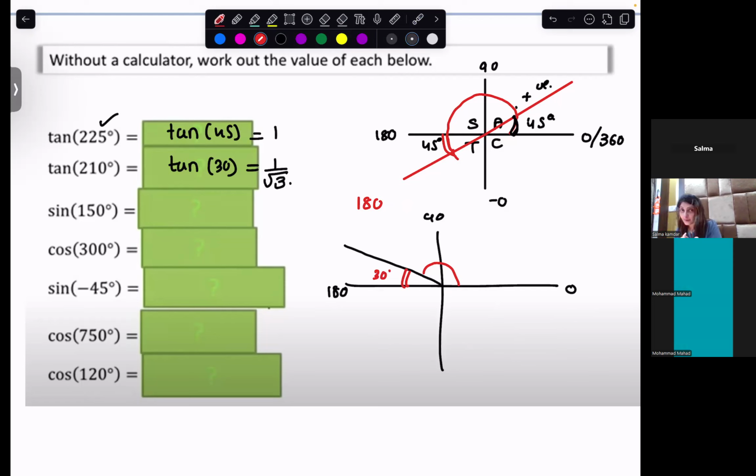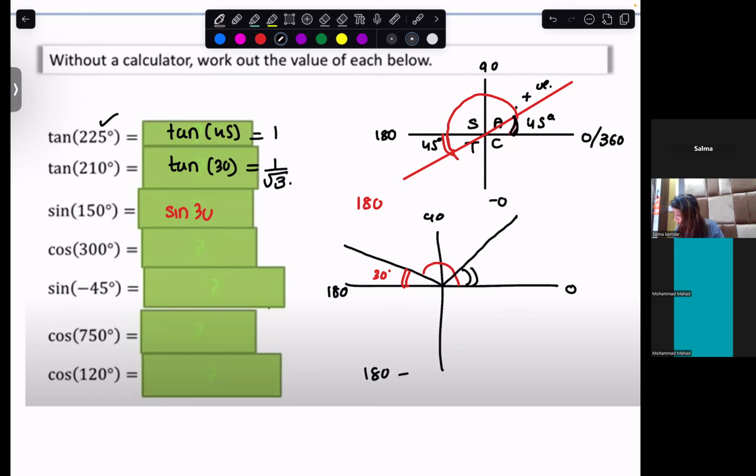Now I want sine 150. It is equivalent to which angle? Sine 30. How did you get 30? 180 minus 150 is equal to 30. It is going to be reflected where? In the first and the second quadrant.